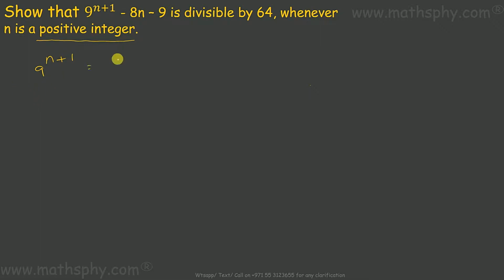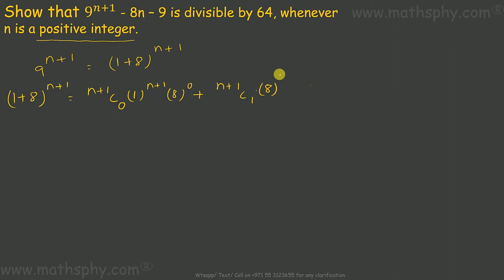Let's take first of all 9 raised to n plus 1. Can I write this as 1 plus 8, which is 9, raised to n plus 1? Now if I expand this, in place of n I have n plus 1. So this will be, write it again here, 1 plus 8 raised to n plus 1 equals, this will be n plus 1 c 0, then 1 will be raised to n plus 1 and 8 will be raised to 0. Second, n plus 1 c1, 1 raised to any positive number will always be 1, so I can leave it. Let's take 8 here, into 8 to the power 1.